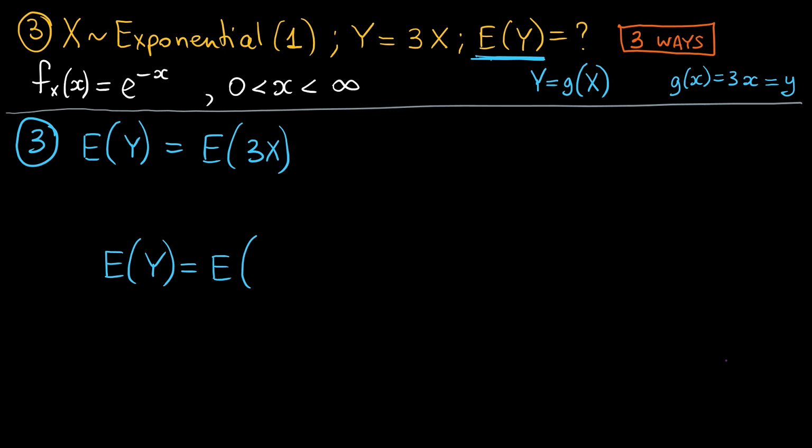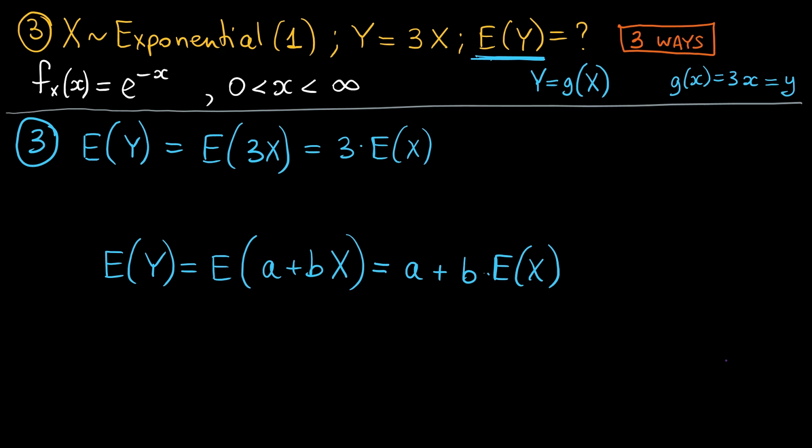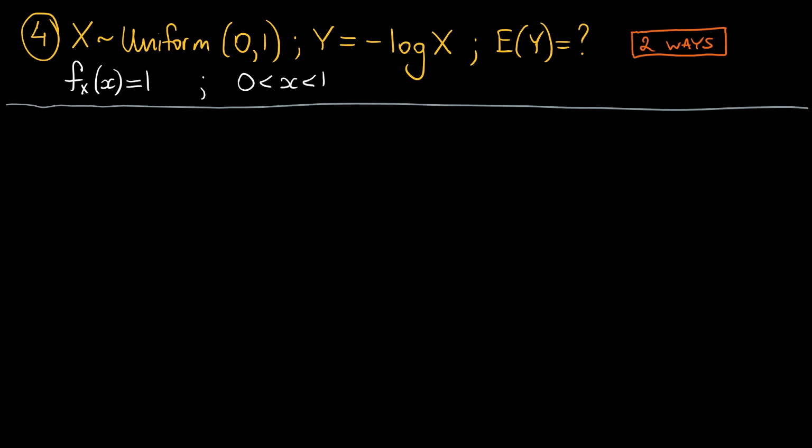So let's say that y is equal to a plus bx, where a and b are constants and x is a random variable. Then that will be given by a plus b times the expected value of x. So in our case, this will be given by 3 times the expected value of x, and the expected value of a random variable with the exponential 1 distribution is just 1, so it's 3 times 1, we get 3. So this is the most direct method, but it only applies when y is a linear function of x. Okay, and let's do one more example.